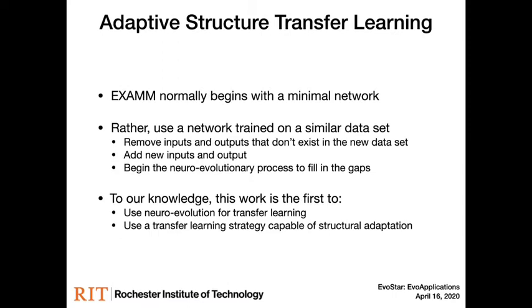And to our knowledge, this is the first work to use neuro-evolution for transfer learning and to use a transfer learning strategy of structural adaptation, that is, removing inputs and outputs in addition to adding inputs and outputs.